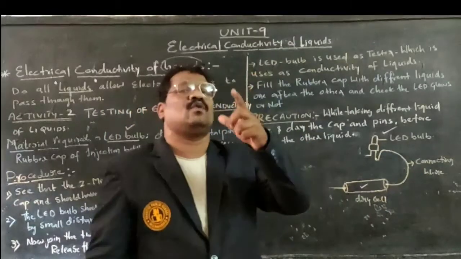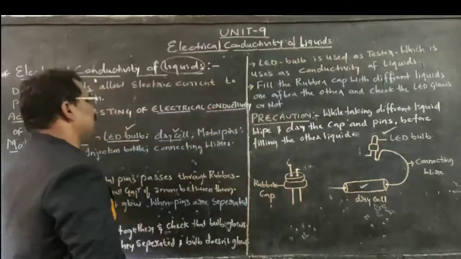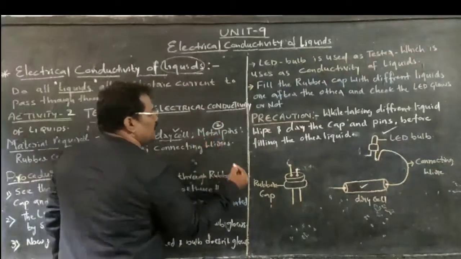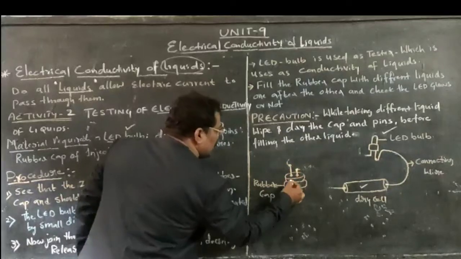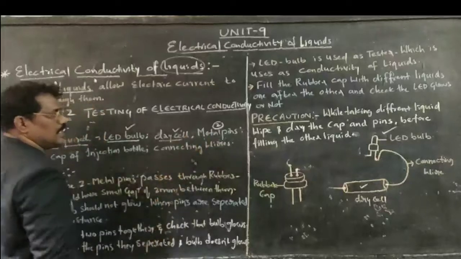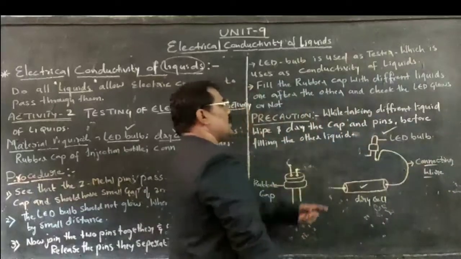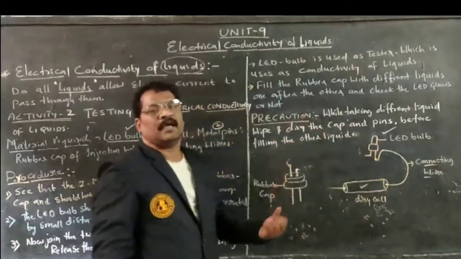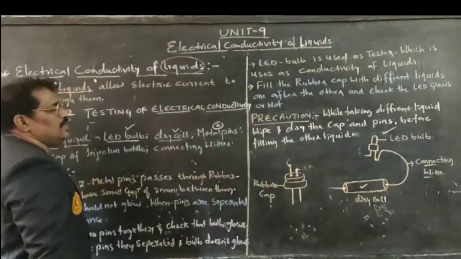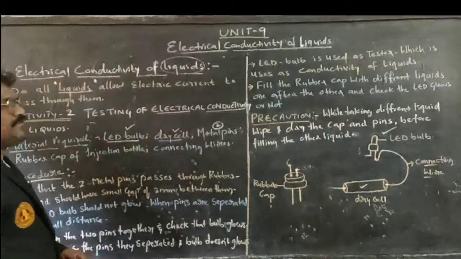The rubber cap has two holes that we made. Within those two holes, I have fixed two metal pins. These two metal pins have been inserted into this rubber cap. Then we need connecting wires. For what purpose are they useful? To connect and form a simple circuit. For that purpose, I have taken connecting wires made of copper. These are all the materials required.